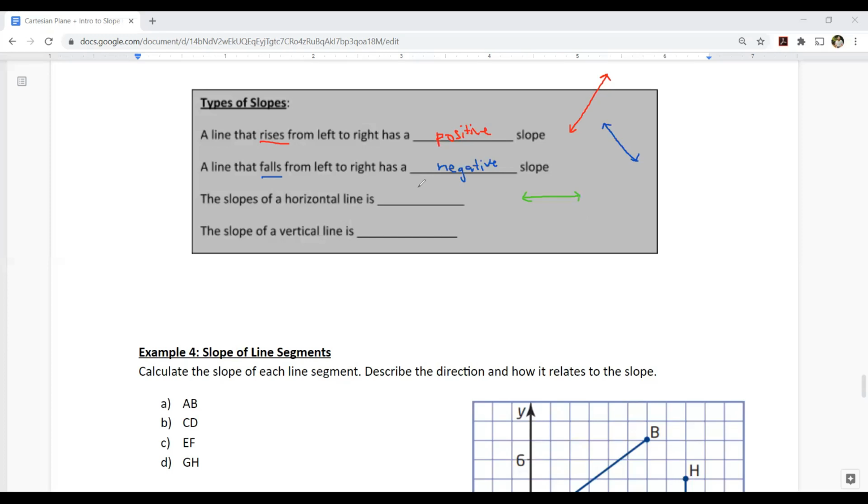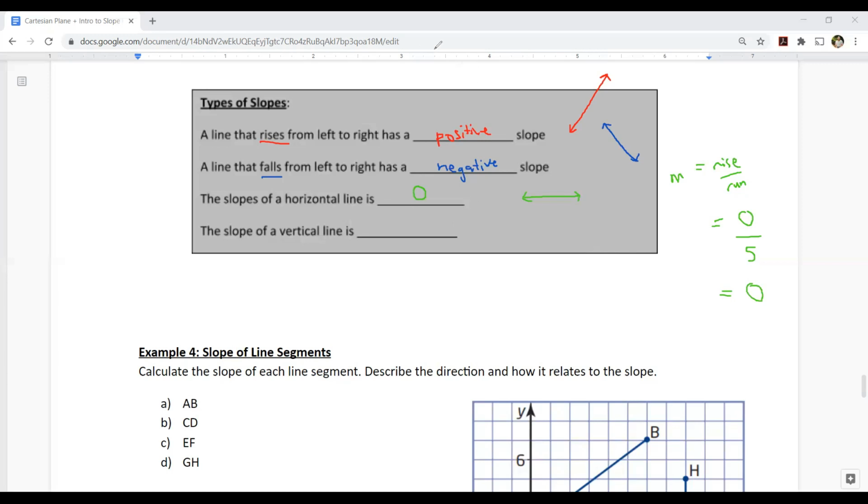This one is actually going to be 0. The reason being is if you remember, slope is equal to rise over run. And in a horizontal line, we have no rise, right? Because we're not changing in the y direction. We're not going up or down. So think of a rise of 0 over anything. So let's just say 5, for example. And 0 divided by anything is going to be 0. So the slope of a horizontal line is and always will be 0.